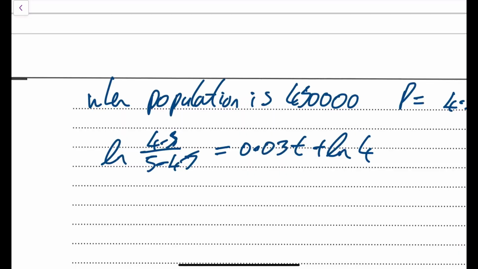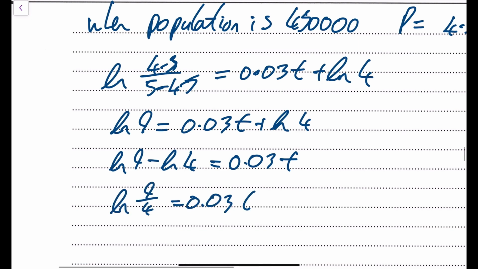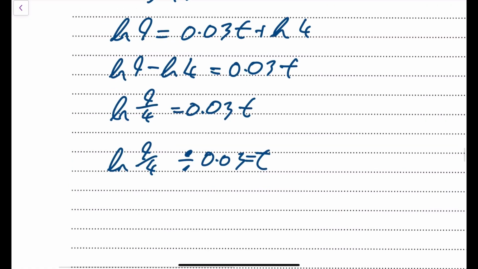So if you sort out that left hand side, what you've got is 4.5 over 0.5. That's going to be ln of 9 is equal to 0.03t plus ln of 4. I'm trying to get as nice an answer as we can. That's going to be ln of 9 minus ln of 4 is equal to 0.03t. And then that's going to be ln of 9 over 4 is equal to 0.03t. And I could just say ln of 9 over 4 divided by 0.03 is equal to my t, I should have said. And let's just check that on my calculator.